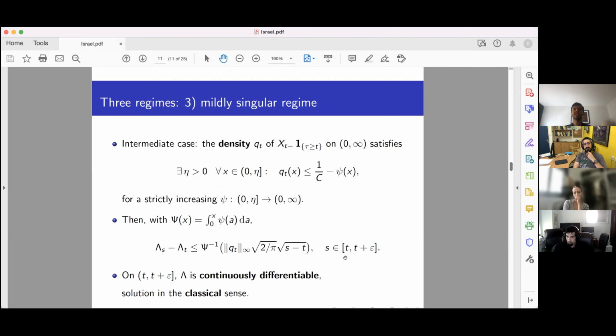And it turns out that what makes this problem difficult is the regime in between. These are not the only two possible options. You have something between the regular behavior and the jumps, which one can call a mildly singular regime. That's the situation where, as you see in the first formula, the temperature at the frontier between the ice and the water is below this threshold of 1/c.